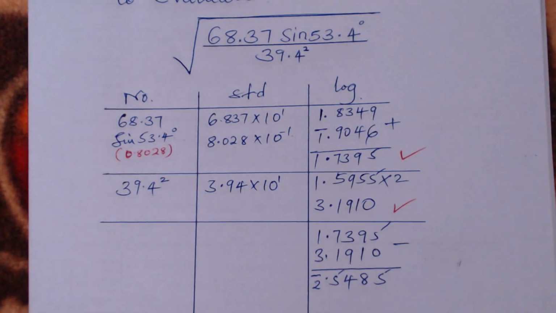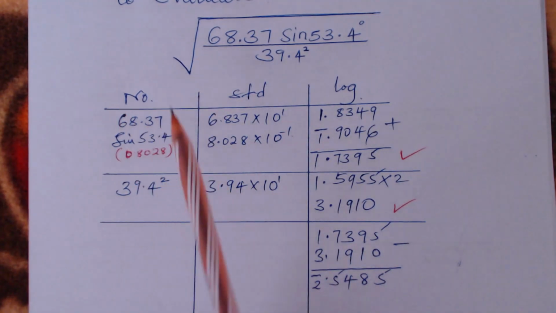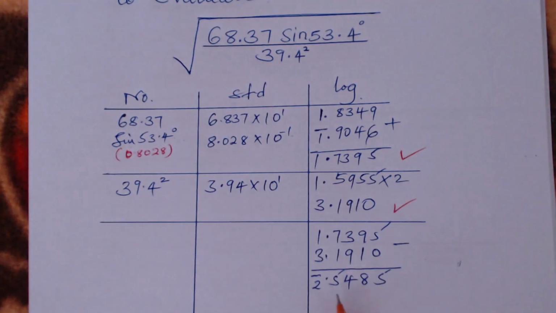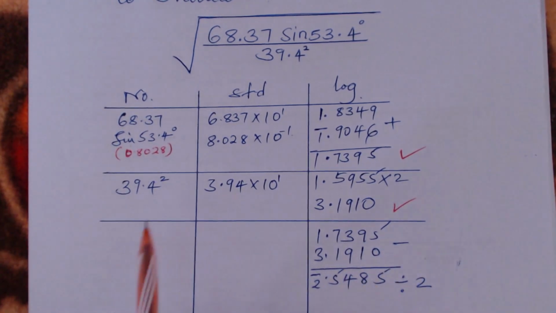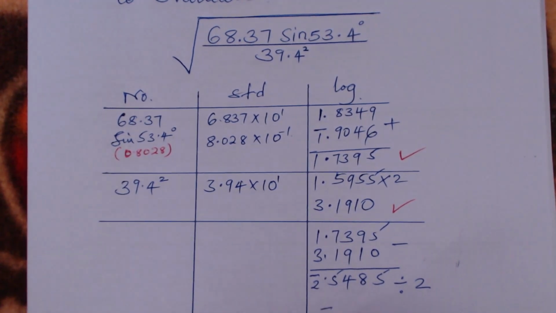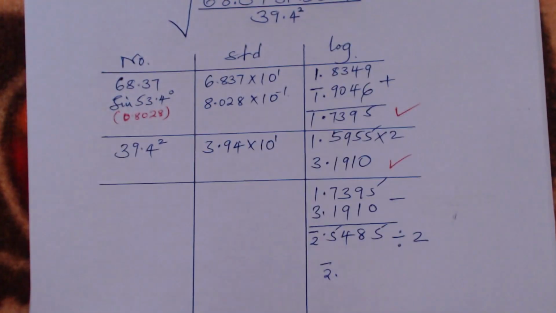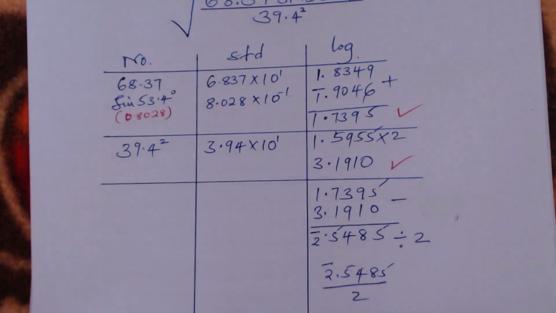That is not all. There's something that you have to do now. You have multiplied the numerator, the denominator, then you have divided. Now you need to work out the square root. You have to get the square root of this, square root of everything. So to get the square root, we divide these by 2. To square the number, you multiply the log by 2. To get the square root, you're going to divide this one by 2. So you take bar 2.5485, you divide by 2.